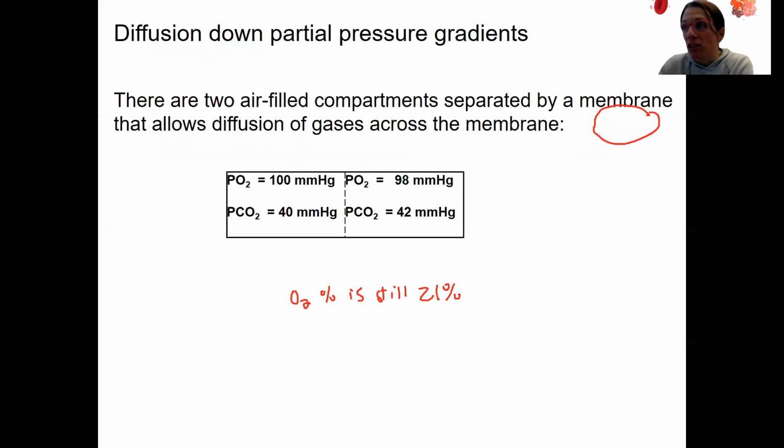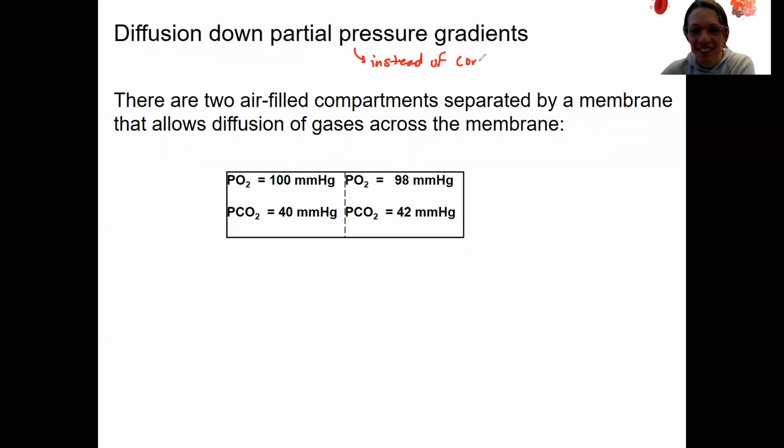So why this matters is diffusion is going to occur down these gradients. Partial pressure gradients are kind of like instead of concentration. Diffusion occurs down electrochemical gradients, often concentration, for molecules like glucose, sodium. For gases, we're going to use partial pressure instead. That will become obvious why we do that later on. For now, just know we do. So let's look at this.